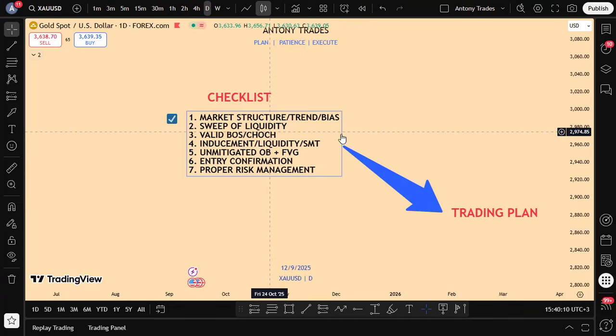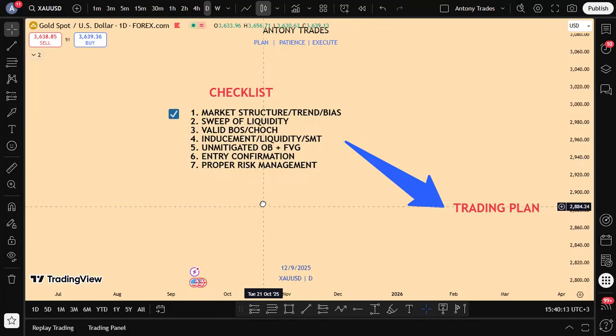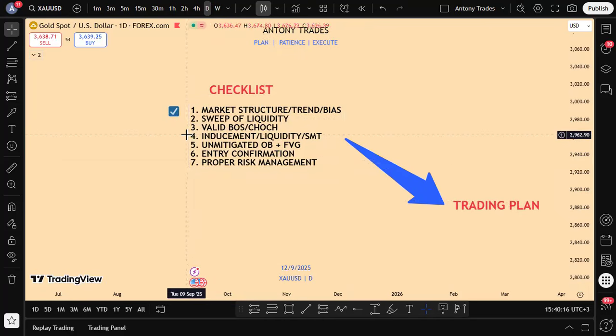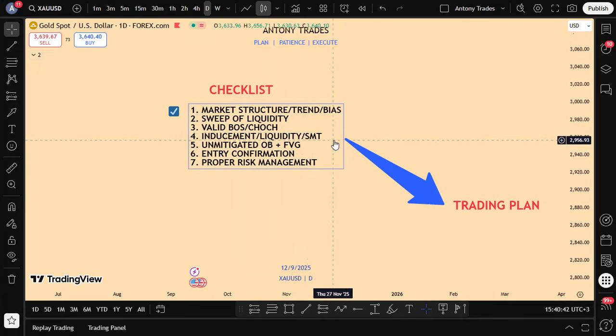Then after you mark your break of structure or your change of character, you go to the next step. The next step, which is also very, very, very important, which is the inducement or the liquidity or the SMT or the smart money trap. Where is the trap? Because by just marking a break of structure or change of character does not mean that you got everything. No. So you have to know where is the inducement, where is the liquidity, and where is the trap. All those mean the same thing. I have to see the inducement, I have to see the liquidity, I have to see the SMT.